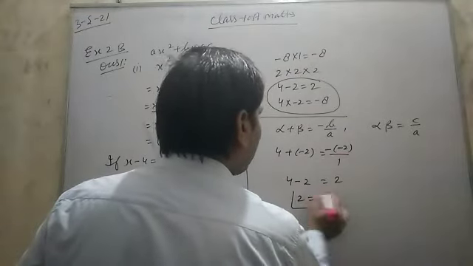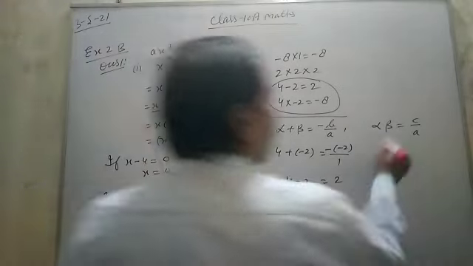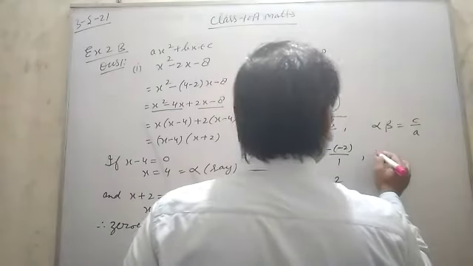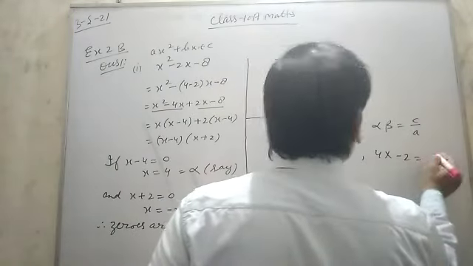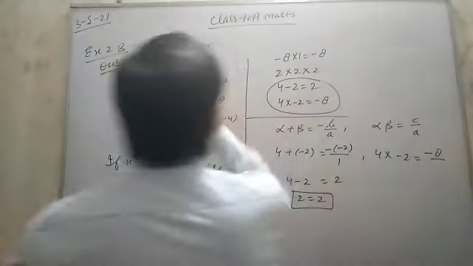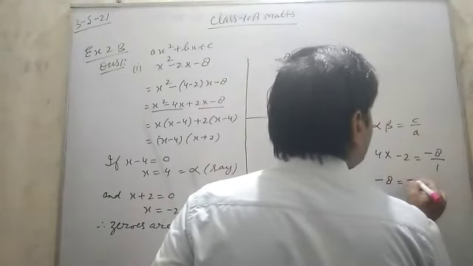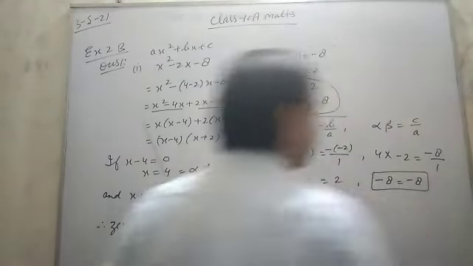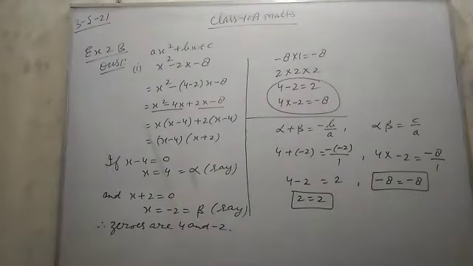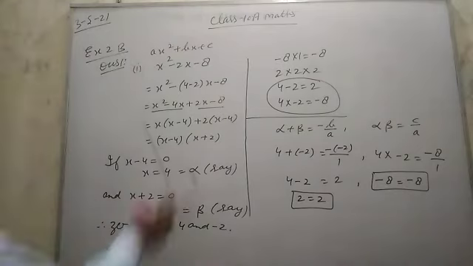So 2 is equal to 2, verified. Means when LHS is equal to RHS, verified. Then alpha means 4 and beta means minus 2, 4 into minus 2 is equal to c upon a, that is constant term upon 1. So 4 into minus 2 is minus 8, which is equal to minus 8, verified. Okay, so that is the first part. Like this, second, third, okay, third part you see. So this is completed. Okay.